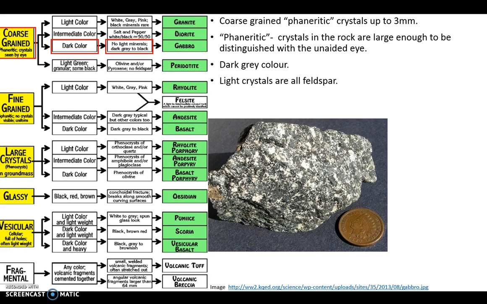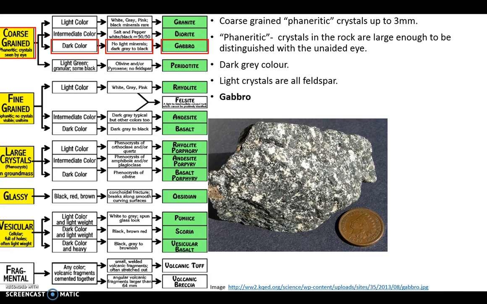This one does have some light minerals, but the light crystals are all feldspar. If you look closely at this, you'll see there's no quartz. So if you went back to that chart that we had before, there's no quartz. So we're not at that felsic end of the chart. And this one is, surprise, surprise, a gabbro.